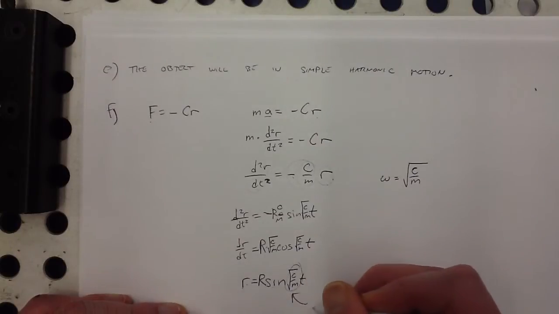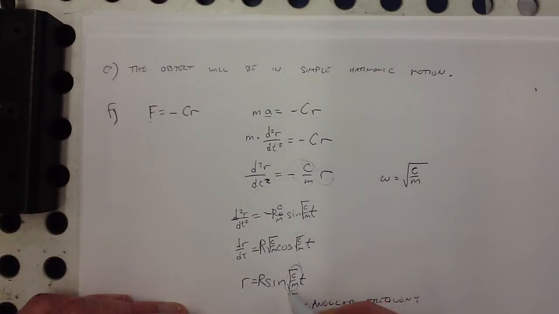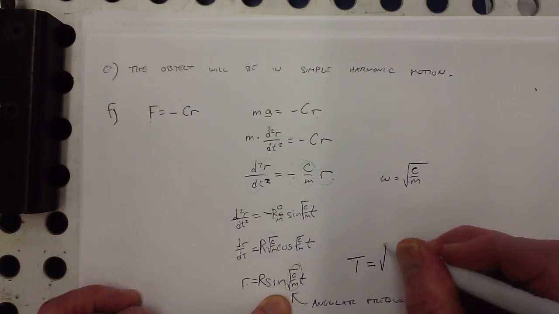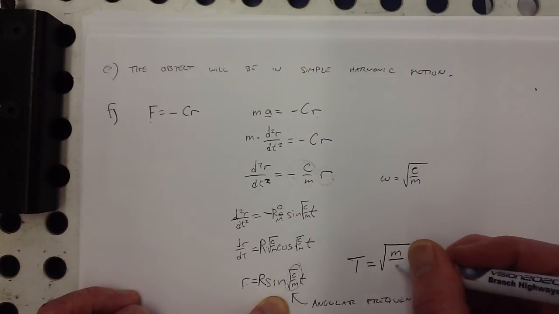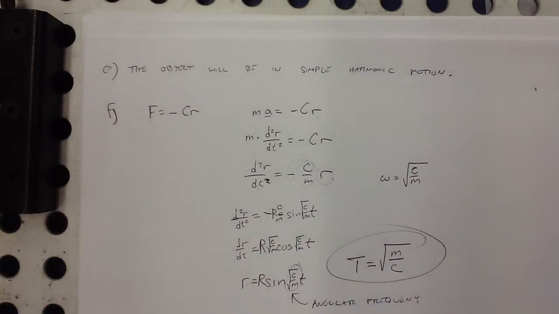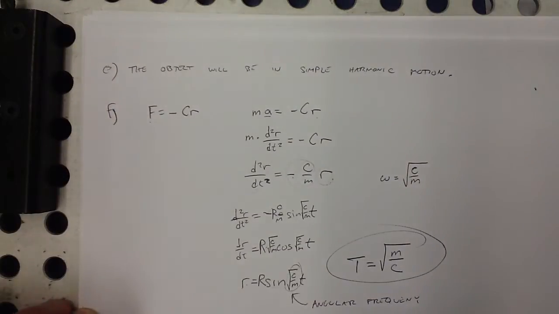So what is this? We call this angular frequency. And we know from our pre-calculus days that period is equal to 2 pi over that. So period is equal to 2 pi times the square root of that. So that is the equation, I think, that they're looking for there. But again, I'll look at the rubric and see if that's what they're interested in. And that's just kind of a preview of some stuff that we'll do in Chapter 15.